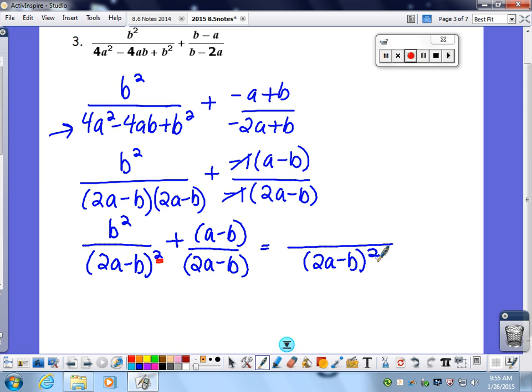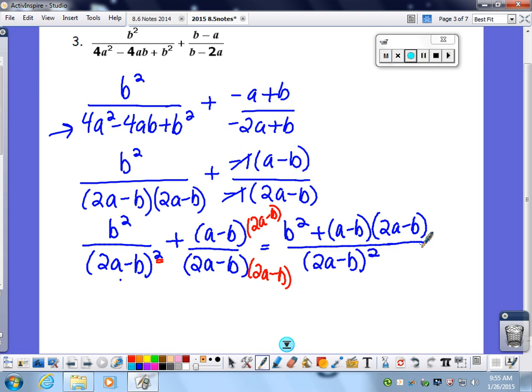All right, let's see what we need to get a common denominator now. So my first fraction, I want 2a minus b squared. I've got 2a minus b squared, so I don't need anything. I'm not going to change my numerator at all. So that's going to be b squared. And my second fraction, however, I need another 2a minus b. So I need to go 2a minus b over 2a minus b. So that's going to give me plus a minus b over 2a minus b.